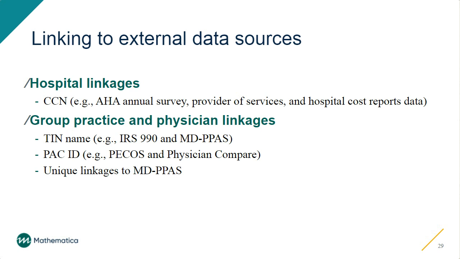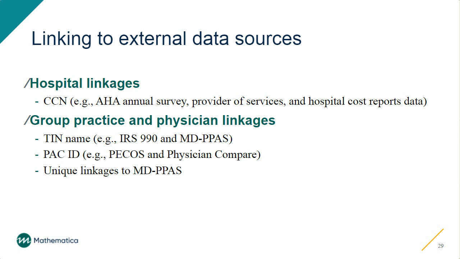With the group practice and physician linkages, we do have TIN name in the file, so you could do kind of a fuzzy match to IRS 990 data to MD Pass. You can use the PAC ID, which I mentioned earlier, which comes from PECOS, so you can link directly to the PECOS data, which I'm happy to say more about, but essentially think of that as CMS's enrollment system for Medicare providers, and then also Physician Compare, which is available publicly on the web.